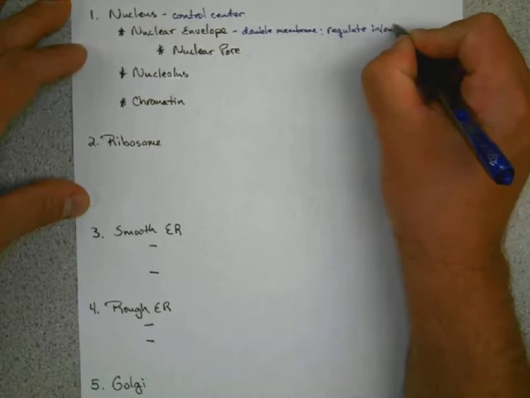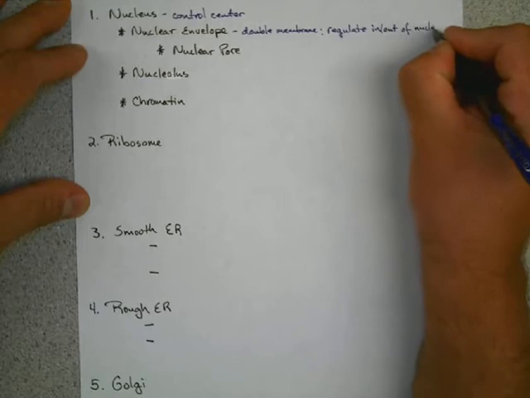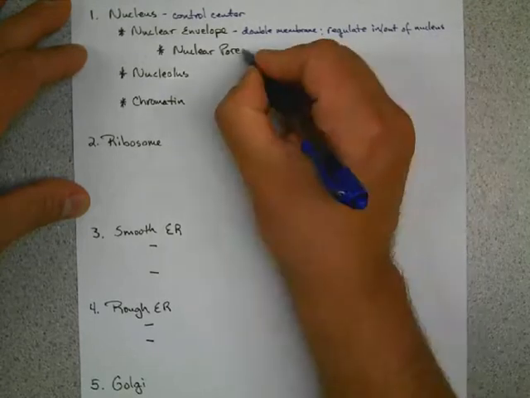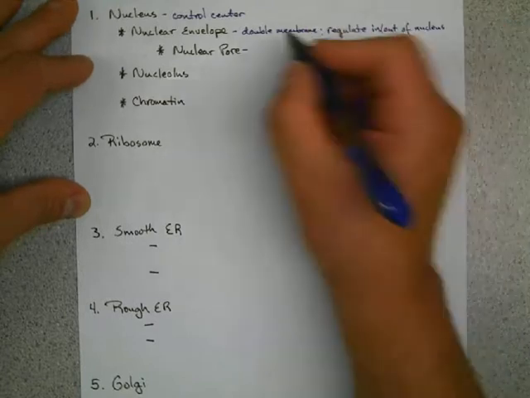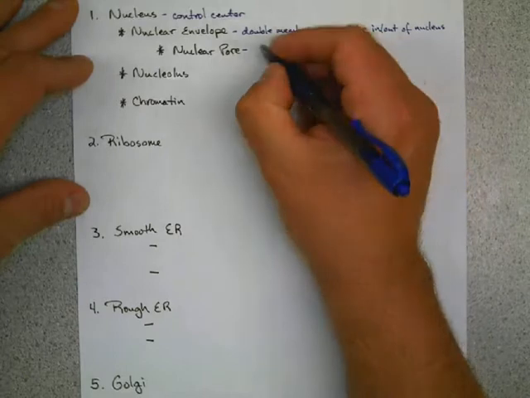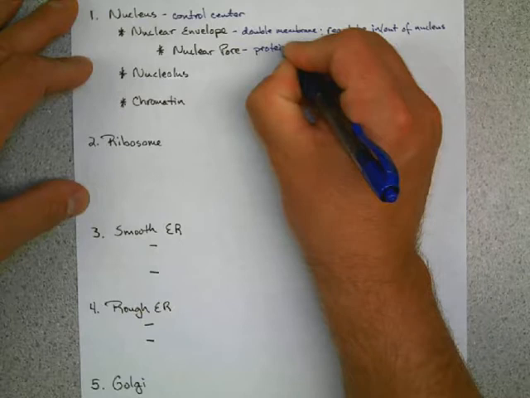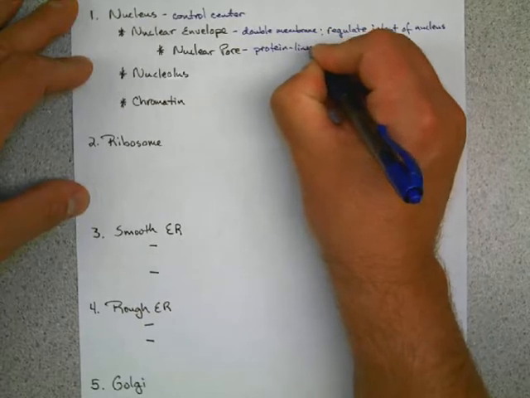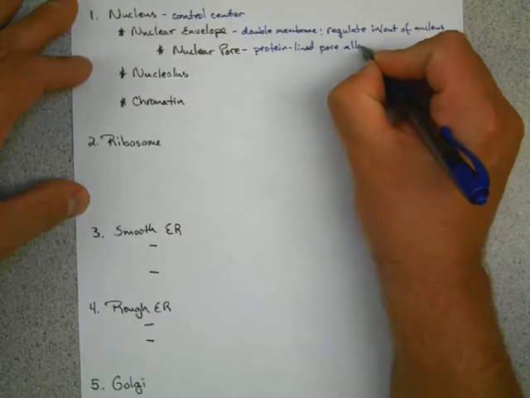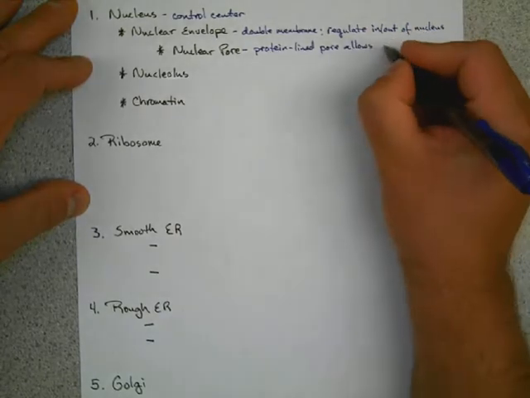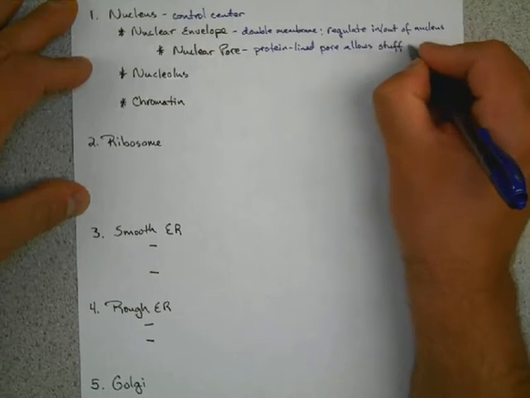Okay, now an important part of the nuclear envelope is the nuclear pore. The nuclear pore is basically a series of proteins, a protein-lined pore that allows stuff to pass through and pass in and out. So we'll say just allows stuff in and out. Okay. So think of the nuclear pore as acting like a door. It allows stuff to come in and out of the nuclear envelope.